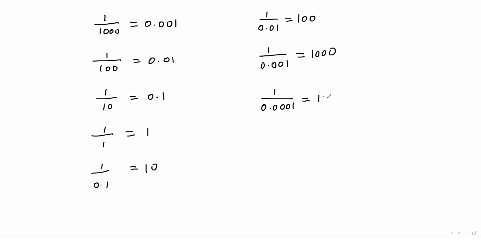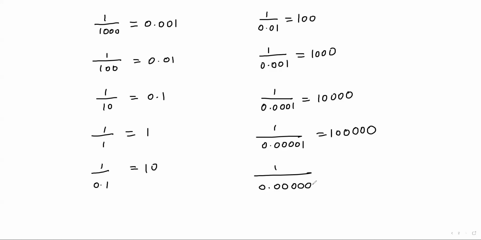I divide 1 by 0.0001. It results in 10,000. I divide 1 by 0.00001. It results in 100,000. I divide 1 by 0.000001. It results in 1 million.